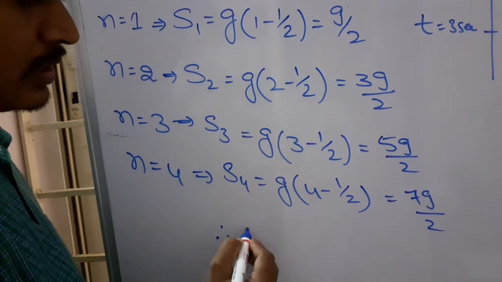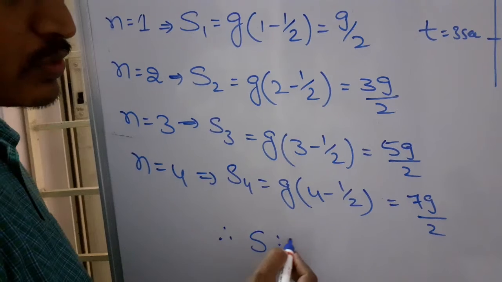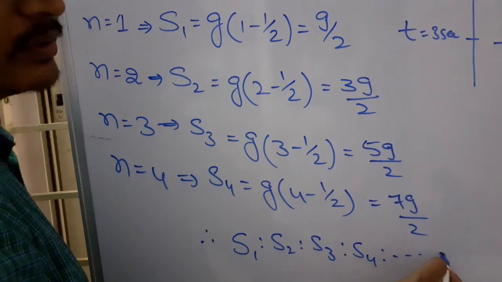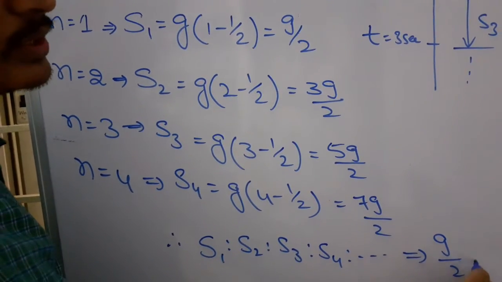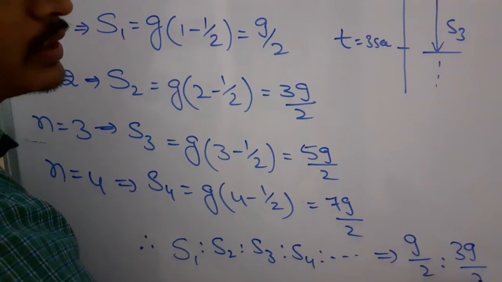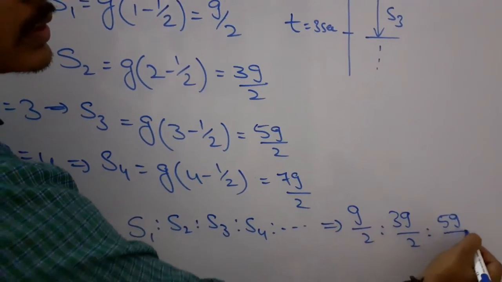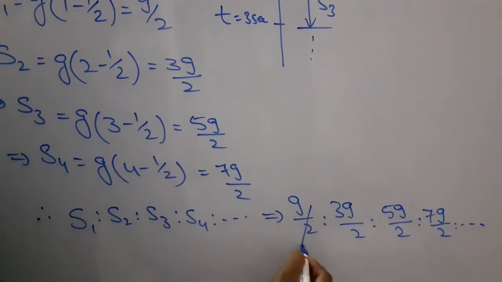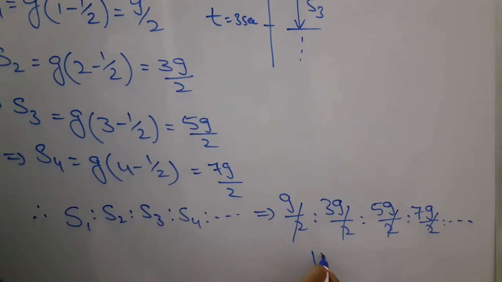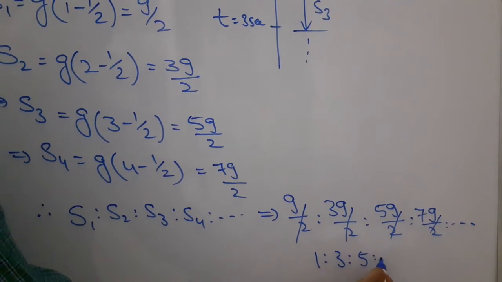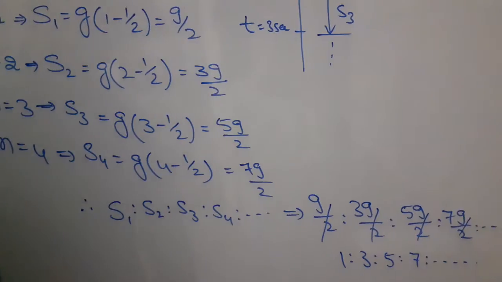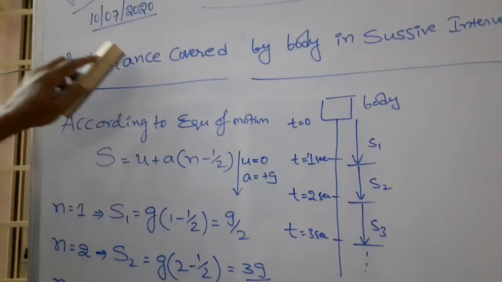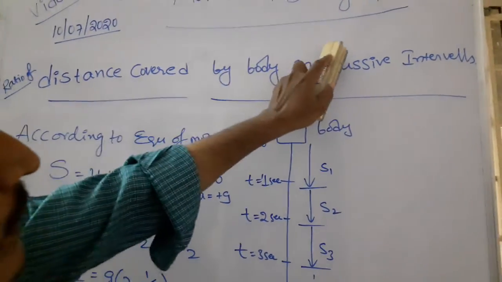Therefore, distance covered ratio S1 is to S2 is to S3, S4, and so on, that is equal to g by 2, 3g by 2, 5g by 2, 7g by 2, and so on. g by 2 gets cancelled. Therefore 1 is to 3 is to 5 is to 7, and so on. Odd integral multiples.